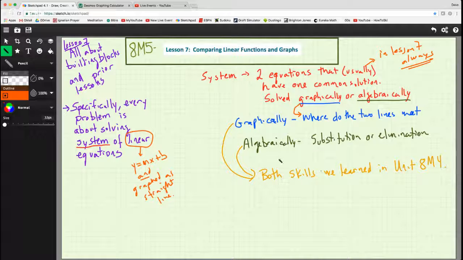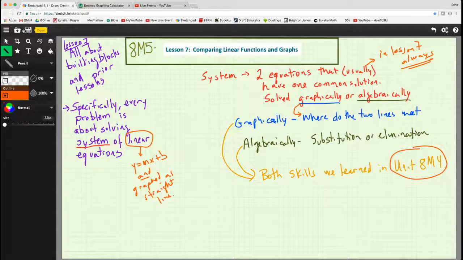These are both skills, graphically and algebraically solving equations, that we learned in Unit 8 and 4. What we're going to do is four different examples using T-charts, graphs, verbal models, and algebraic equations to ask you some questions and make sure that you've really mastered this concept of solving simultaneous equations, along with the critical thinking skills necessary to put things together.